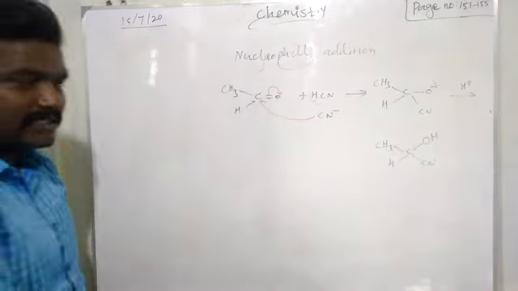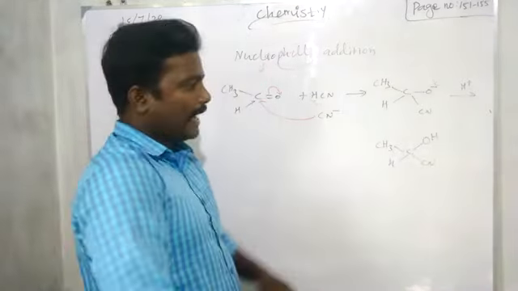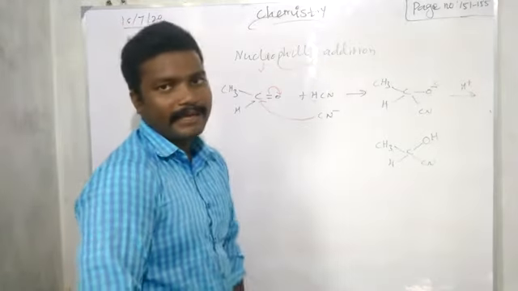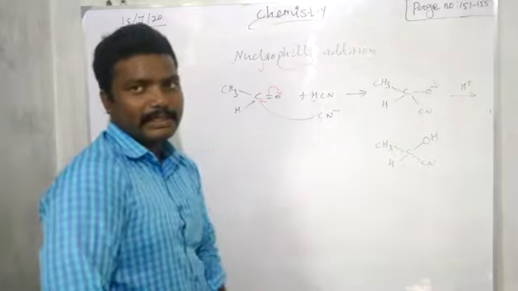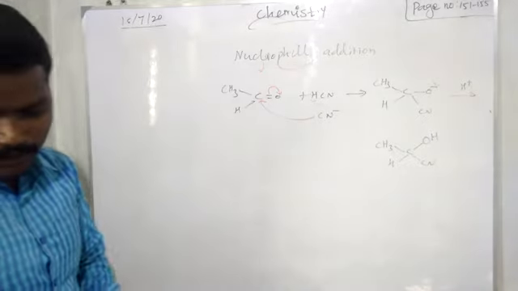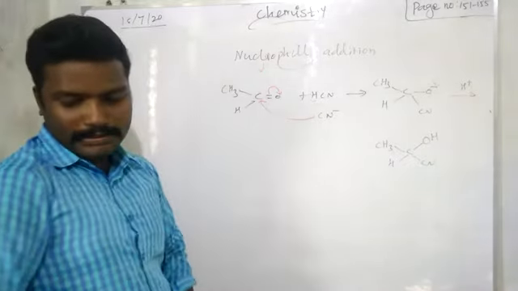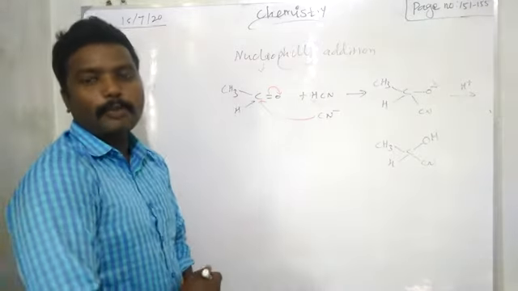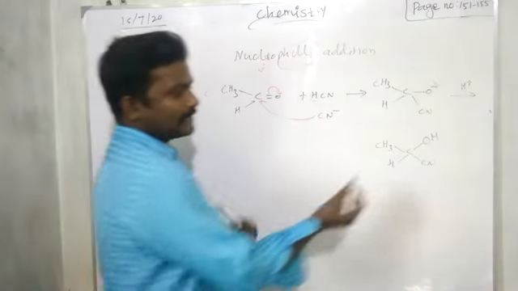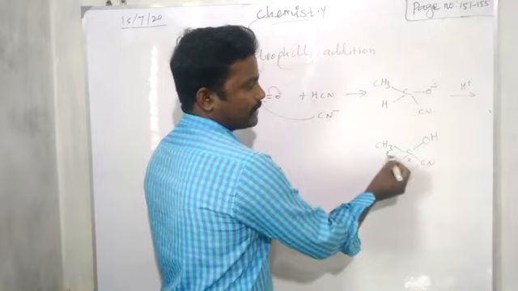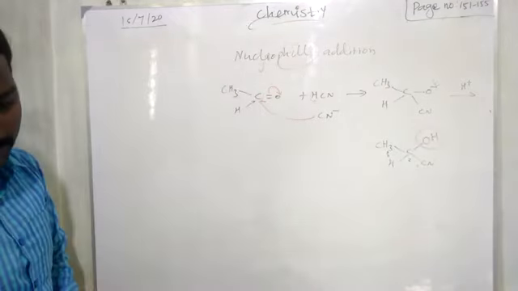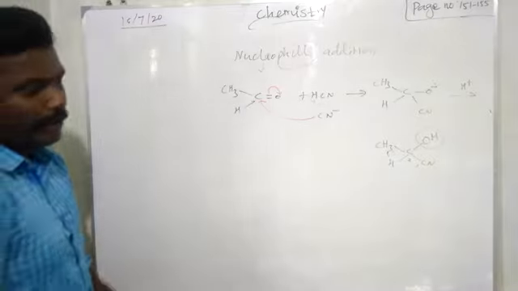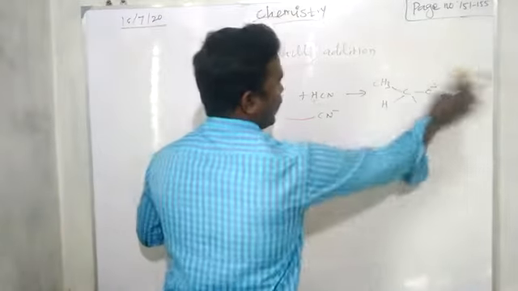So what is the name of this compound? Hydroxypropane nitrile, because nitrile has three carbons, propane, and an OH group is present. This is also called 2-hydroxypropanenitrile. Why? Because 1, 2, 3, the second carbon has the OH group. So, 2-hydroxypropanenitrile.